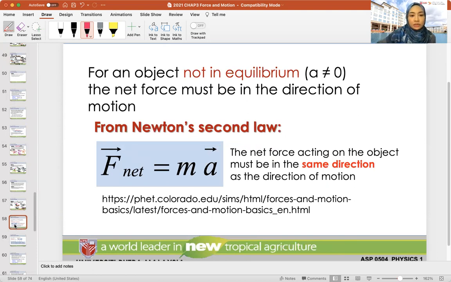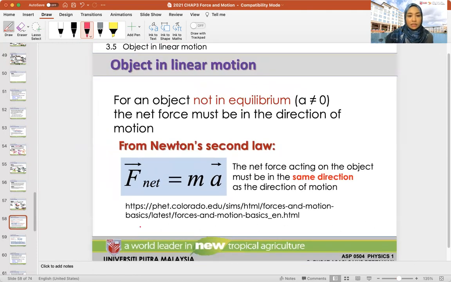Next one, we are going into our next subtopic. This is object in linear motion. So we're talking about non-equilibrium situations. We talked about equilibrium just now. Now it's non-equilibrium. What is the condition for non-equilibrium condition? So A is not equal to 0. It's easy. So tadi A is equal to 0. Now it's A is not equal to 0. The net force must be in the direction of motion.